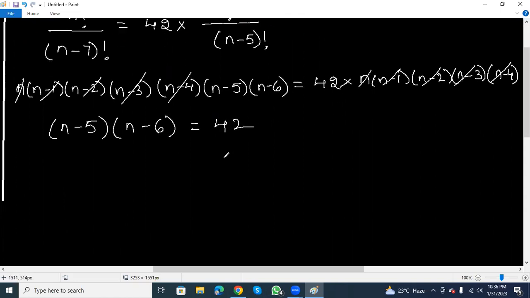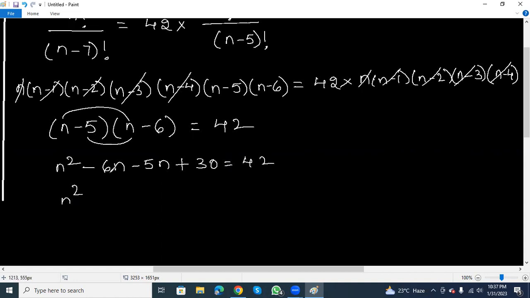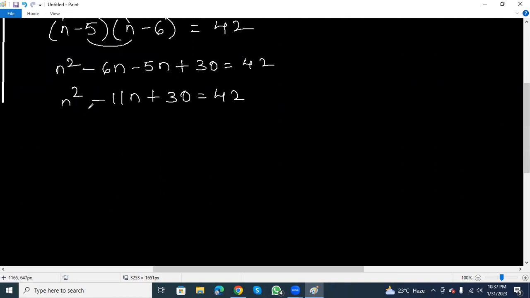So here there is no factorial for finding n, right? So n minus 5, n minus 6. Let's simplify. Multiply: n into n is n square, n into minus 6 is minus 6n, minus 5 into n is minus 5n, minus into minus is plus, 5 into 6 is 30, equal to 42. n square minus 6n minus 5n is minus 11n plus 30 is equal to 42. So now this became a quadratic equation.